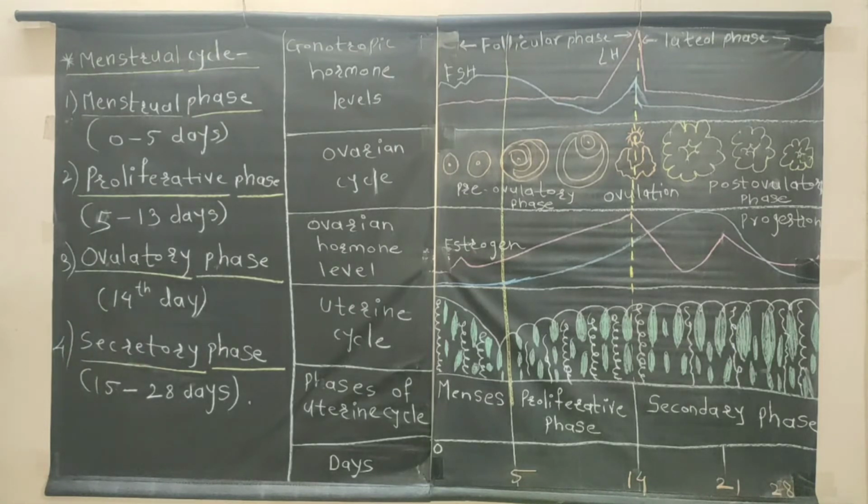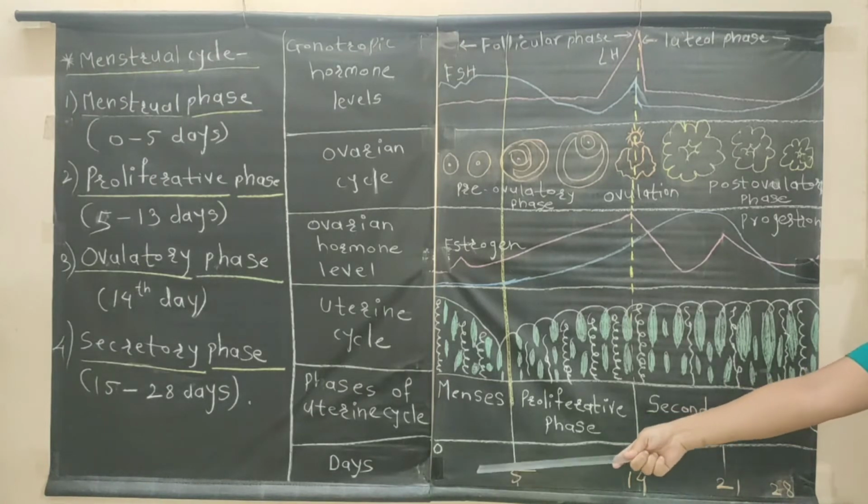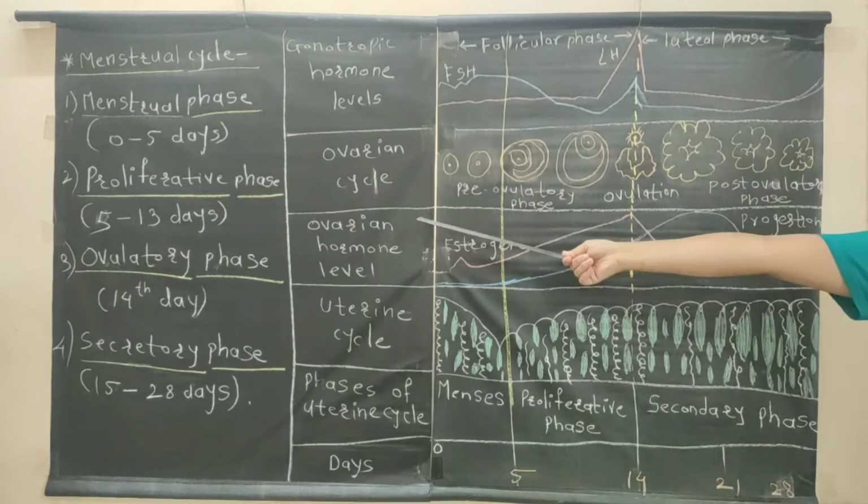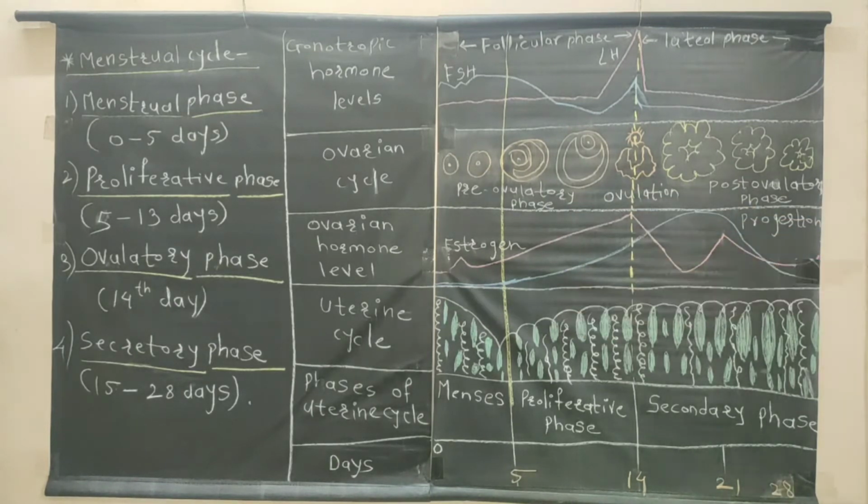So first is the menstrual phase. This phase has 5 days. The first 5 days are the menstrual phase. You can see here at the bottom of the graph the days of the menstrual cycle are mentioned. So these are the changes, and here you can see the phases. Now the first phase is the menstrual phase. This phase includes 5 days. That means it is the beginning of a cycle.